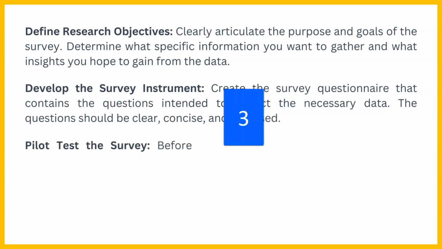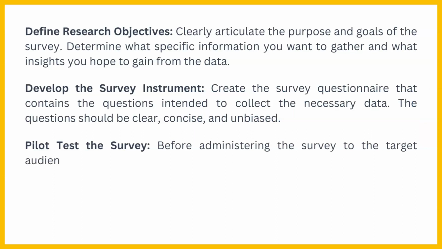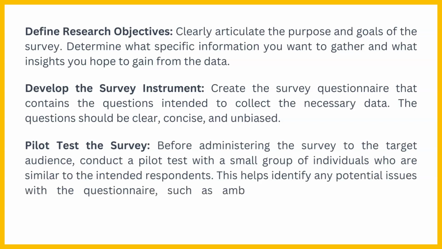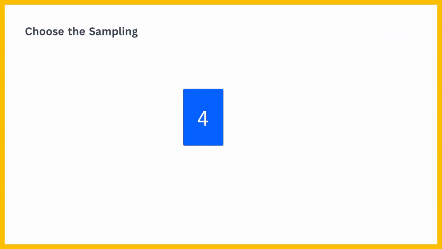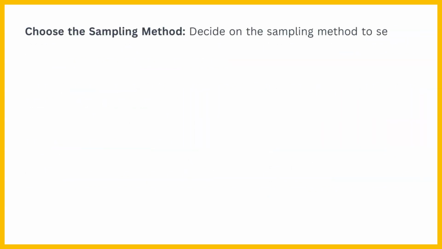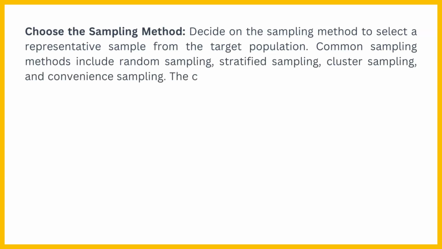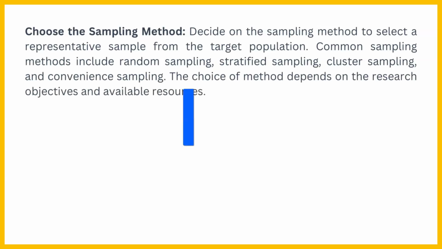Pilot test the survey. Before administering the survey to the target audience, conduct a pilot test with a small group of individuals who are similar to the intended respondents. This helps identify any potential issues with the questionnaire, such as ambiguous questions or technical problems. Choose the sampling method. Decide on the sampling method to select a representative sample from the target population. Common sampling methods include random sampling, stratified sampling, cluster sampling, and convenience sampling. The choice of method depends on the research objectives and available resources.